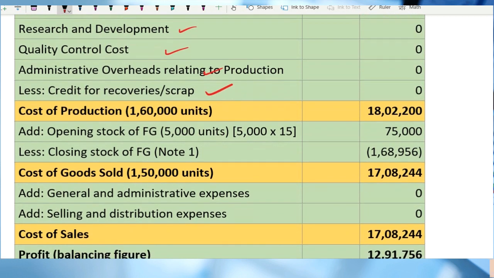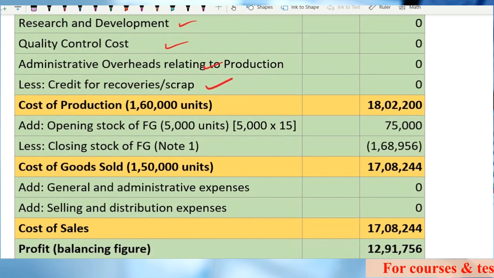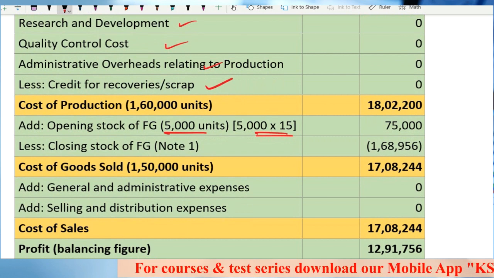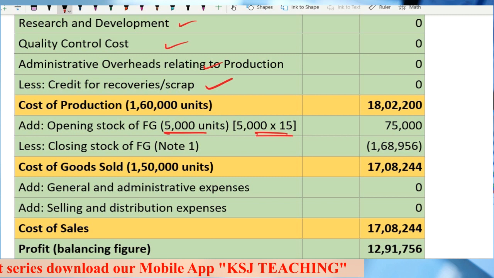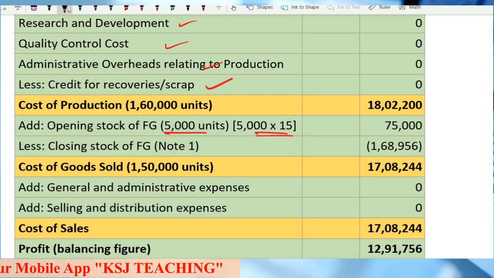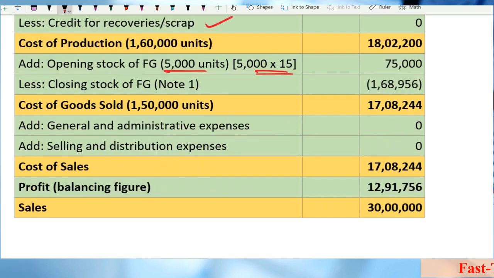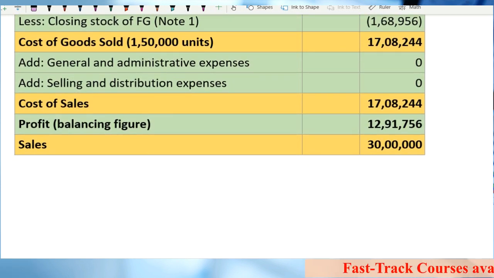You will add the opening stock. Opening stock is given as 5,000 units at the rate of rupees 15,75,000. No issues in that. Absolutely no issues in that, right? Now, you will subtract the closing stock of finished goods. I have given it as note 1. Sir, where is the note? Nowhere. So we can prepare one.